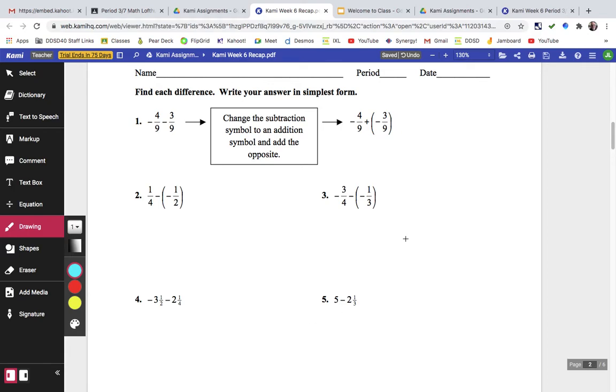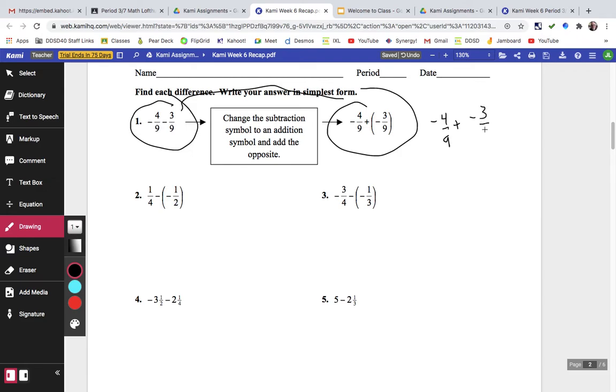And then we discussed that this problem right here is the same as this one right here. So we'll do this one. And that's going to be negative 4/9 plus a negative 3/9 is equal to negative 7/9. That means this answer is equal to negative 7/9.